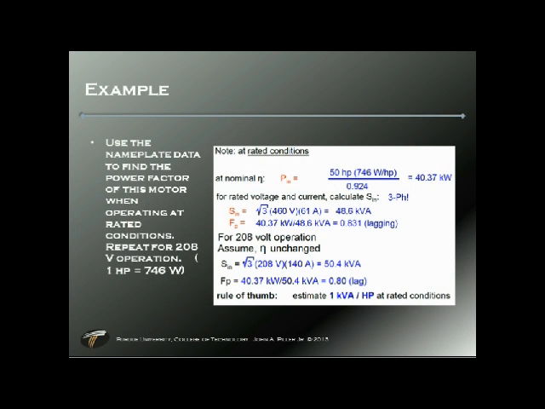What can we do with the nameplate data? Well, the first thing we can do with the nameplate data is find the power factor of this motor at operated loads, and then we can repeat it for the 208. Note this is all at rated conditions.